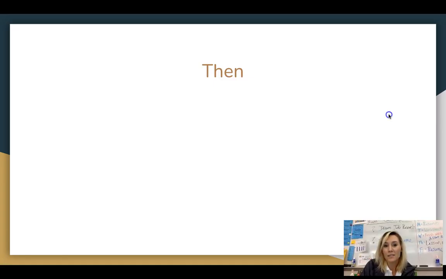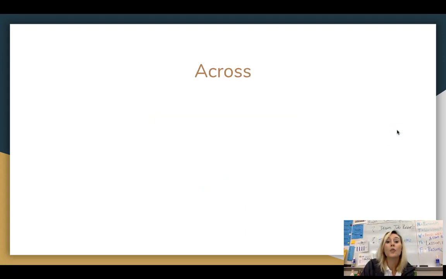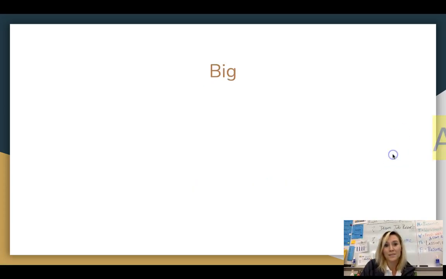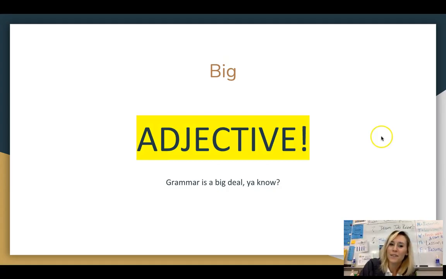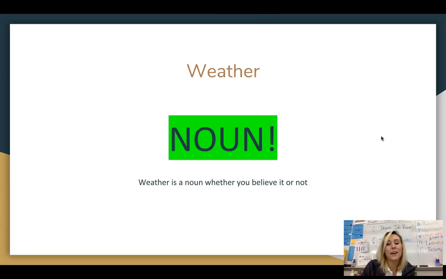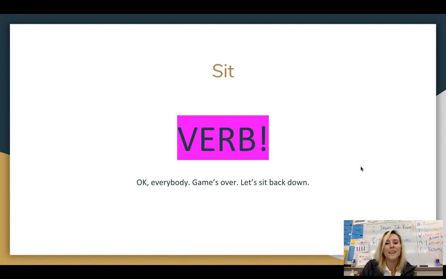Then, adverb. That's one of those tricky ones. Across. Preposition. I hope you went across the room. Big. That's an adjective. Weather. Be careful. This is weather, as in what's blowing outside, not whether we're doing something or not. That's spelled differently. Sit. Verb. All right, game's over.